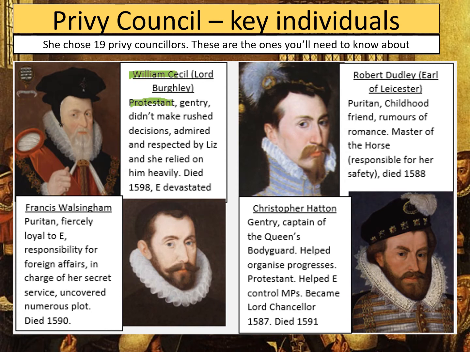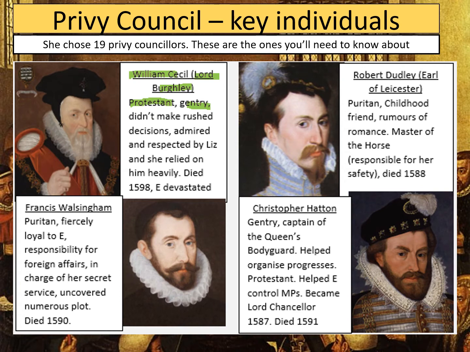He was a Protestant like Elizabeth, and he was also a member of the gentry, which means that he was somebody that was largely wealthy but didn't have a title. However, Elizabeth gave him one in 1571 as a result of his dedication to her, and he became known as Lord Burleigh afterwards. Now, he was somebody that Elizabeth really trusted.